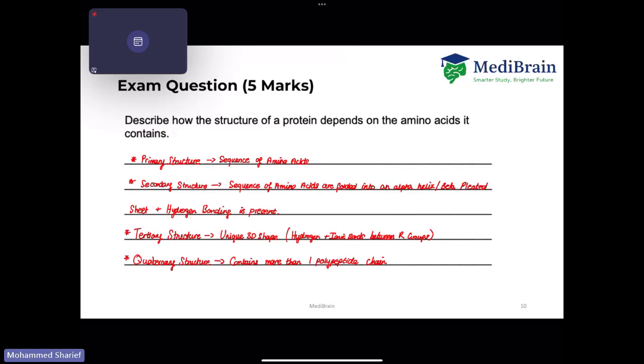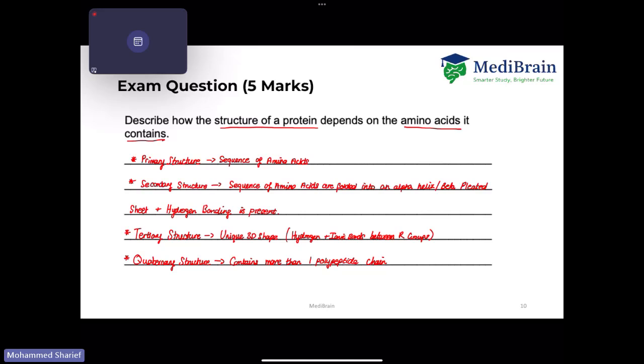Let's think of it now. Let's add a bit more detail. Describe how the structure of a protein depends on the amino acids it contains. Okay, so how does the structure of a protein depend on the amino acids it contains? So we know that it depends on the sequence of amino acids and the bonds which are present, but what else?